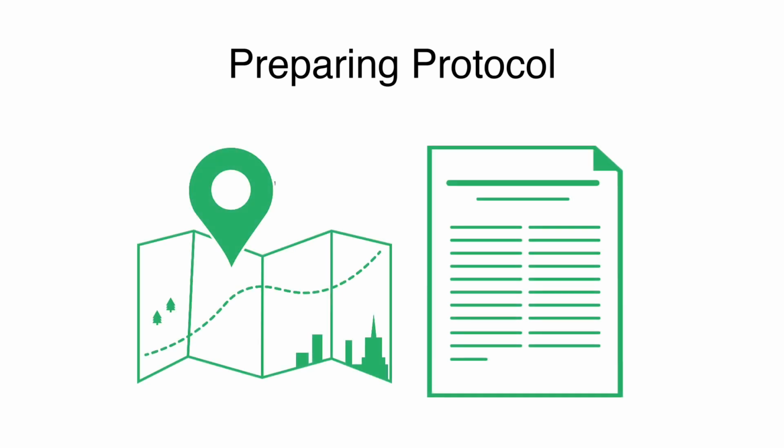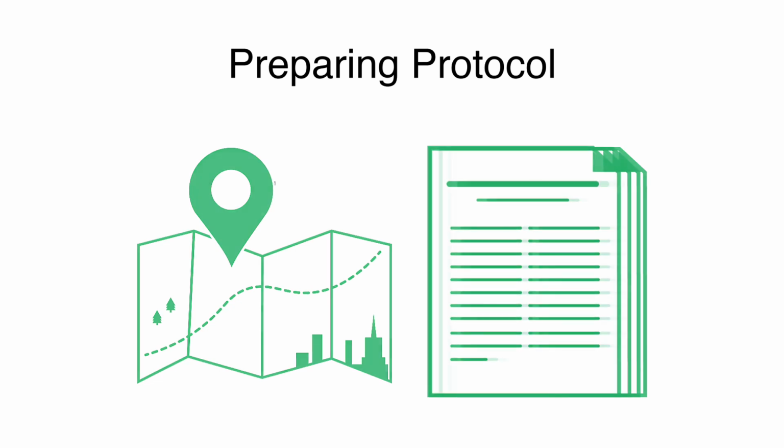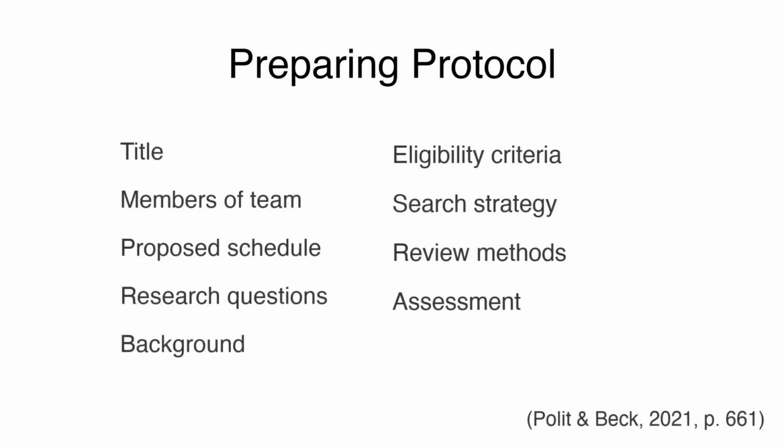As mentioned in the preliminary aspects of conducting a systematic review, a protocol is like the roadmap of a systematic review. Protocols document how research is operationalized. All the directions and criteria are planned in advance on a 10 to 15 page document which includes general to specific information. The protocol states the title, review team, schedule, research questions, background for the review, eligibility criteria, search strategy, review methods, and assessment of findings.